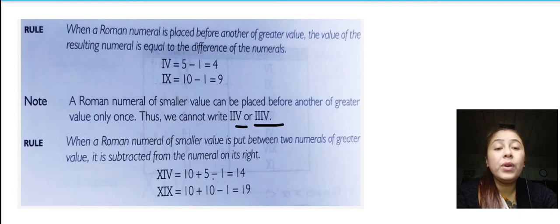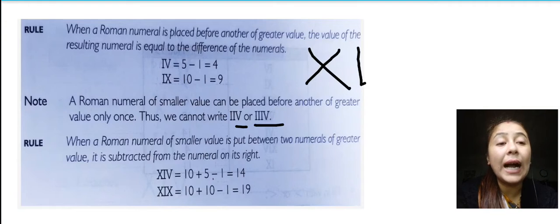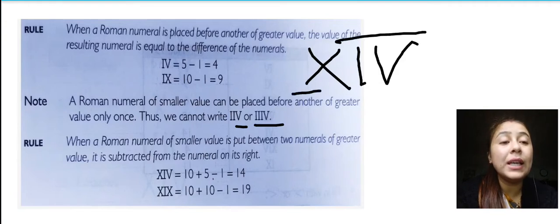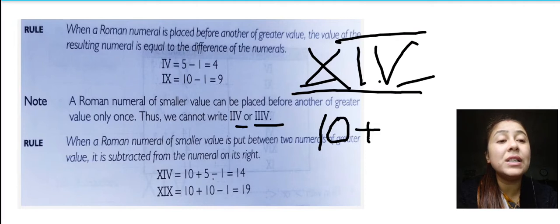Now when a Roman numeral of smaller value is put between two numerals of greater value, then it is subtracted from the numeral on the right. For example, I is smaller than X and also smaller than V, so you have to subtract from the value which is on the right-hand side. Here V is on the right-hand side, so you have to subtract from V.